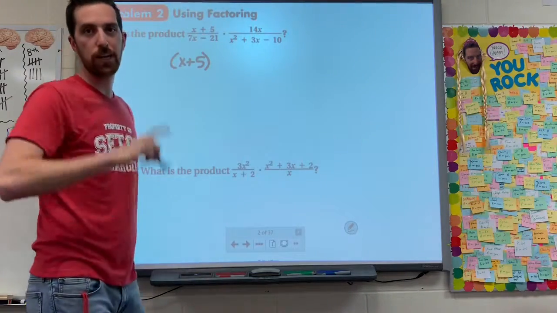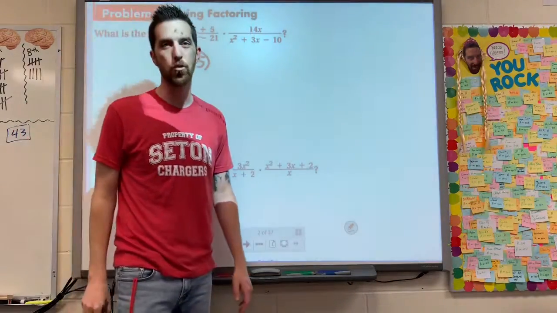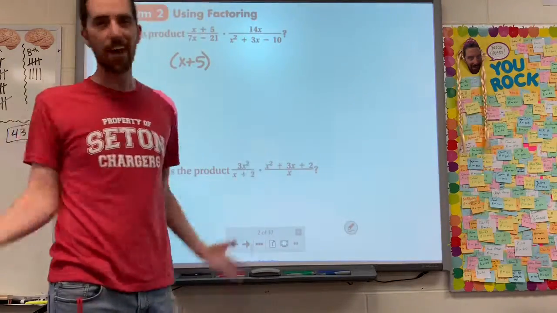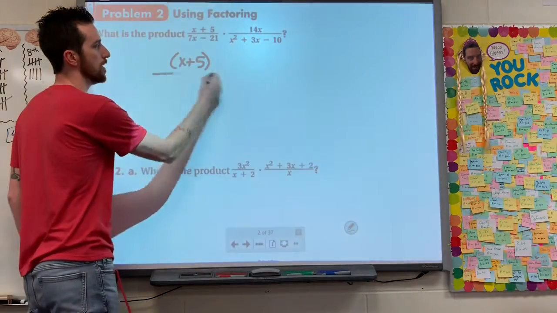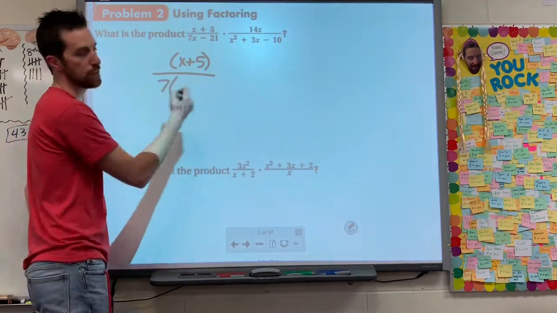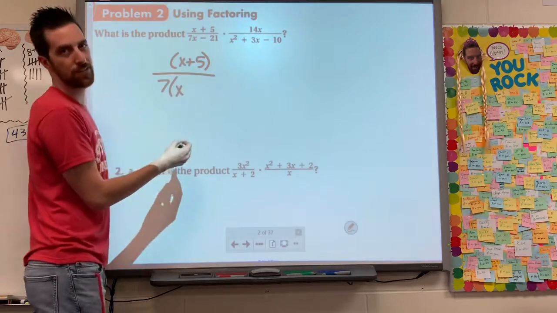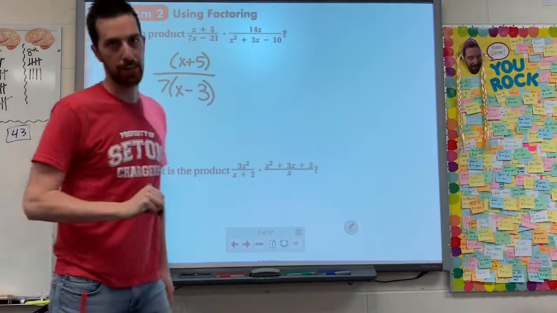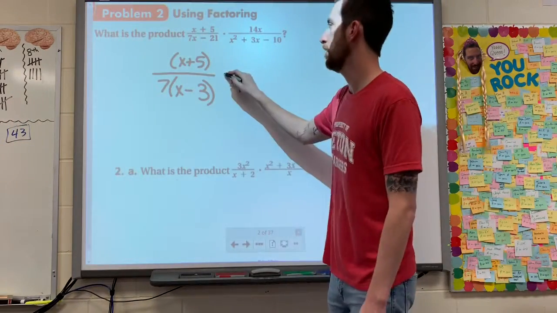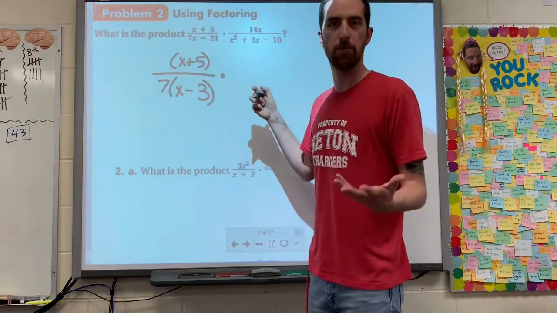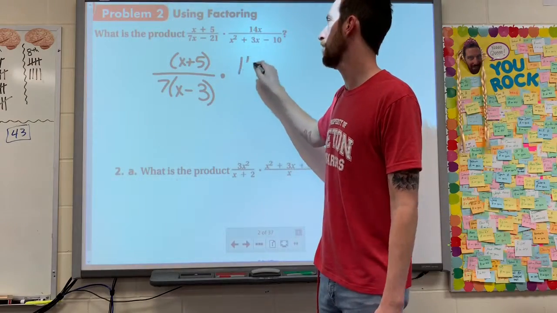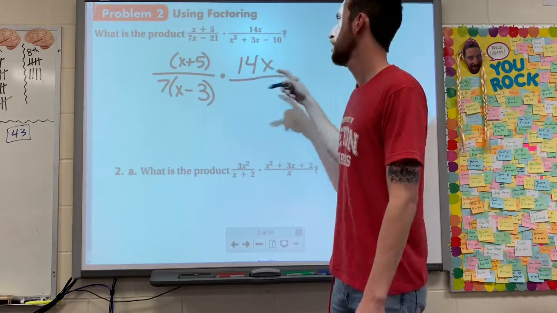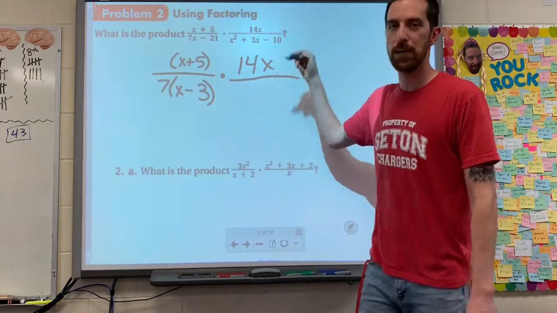7x minus 21. Any common factors for 7 and 21? Yeah, 7. So we kick out a 7. 7 times x is 7x. 7 times negative 3 is negative 21. Fantastic. On the other part, 14x is a monomial. We can't do anything with that right now. Just leave it.